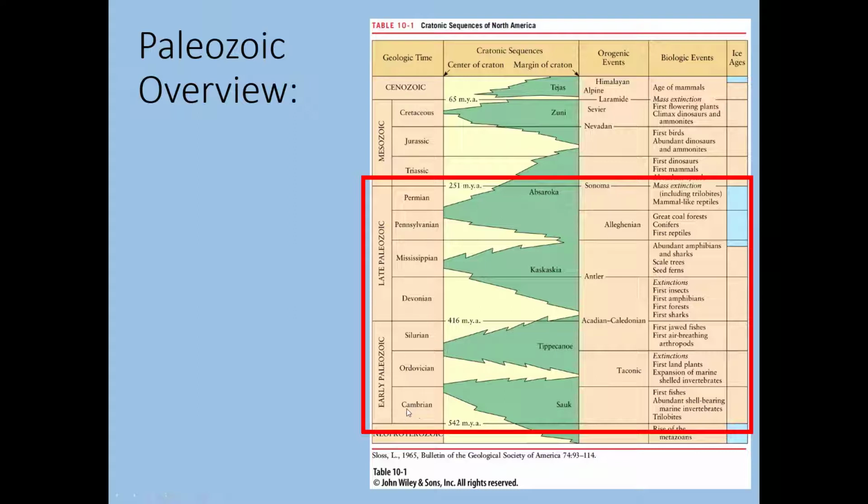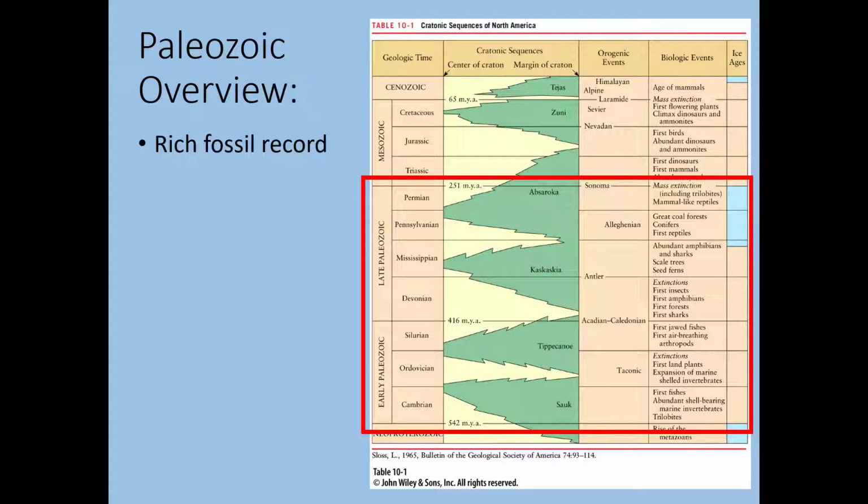So we're going to be starting our discussion with the Cambrian, go through the Ordovician, the Silurian, and then into the Devonian, Mississippian, Pennsylvanian, and Permian eras. No, periods. They're periods. Sorry. Okay, so these are the periods of the geologic timescale in the Paleozoic.